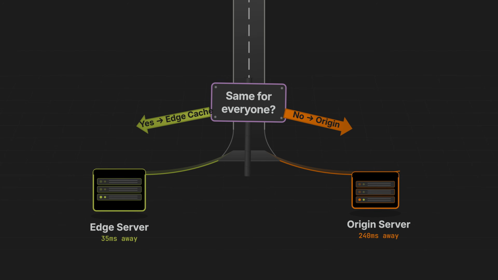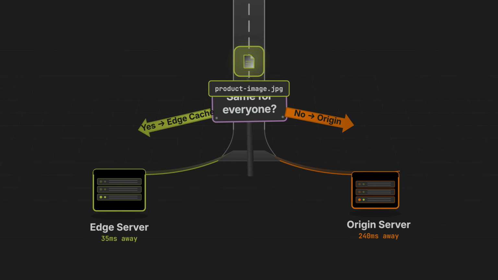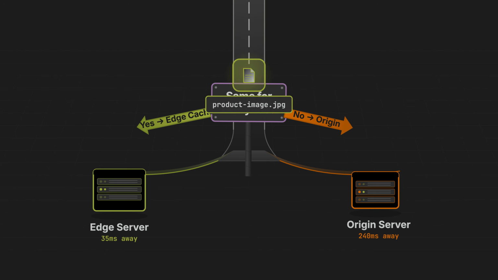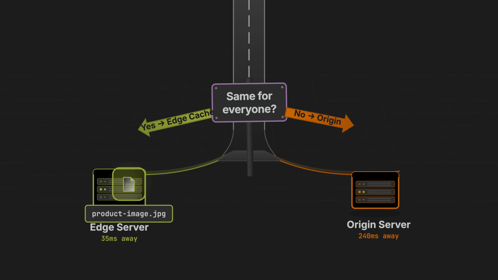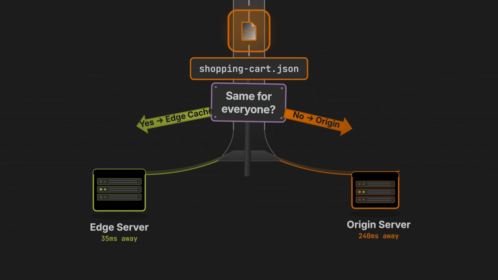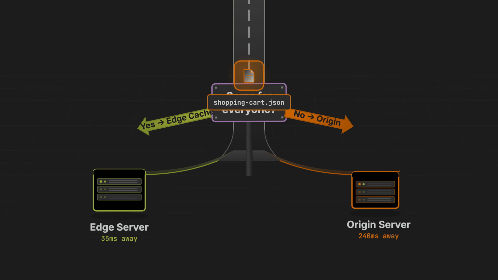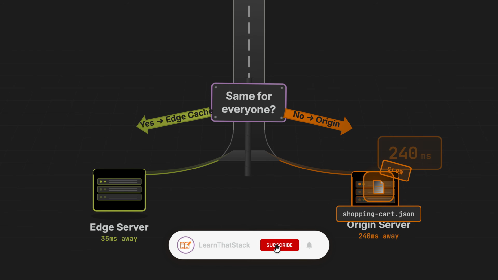Not everything belongs on a CDN. One question determines the path. Is this content the same for every user? A product image? Identical for everyone. It takes the edge path, served in milliseconds from a server nearby. A shopping cart? That's your cart, not mine. It has to go to the origin every time, no shortcut.